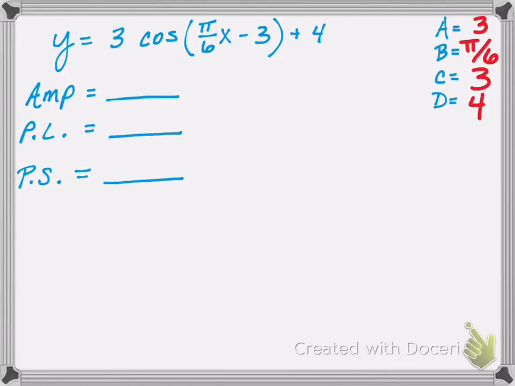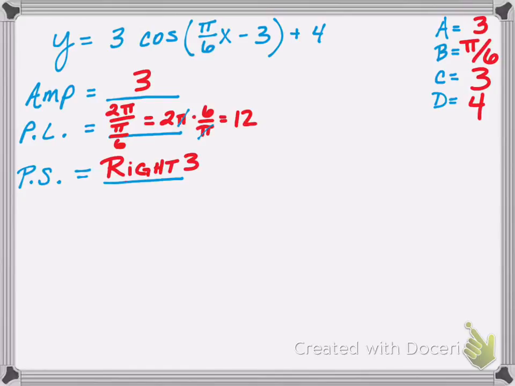This then tells you your amplitude, your period, and your phase shift. Your amplitude is 3. Your period length is 2 pi divided by pi over 6. And whenever you divide by a fraction, you actually multiply by its reciprocal. So it's 2 pi times 6 over pi. The pi's will cancel, which means 2 times 6 is equal to 12. So the period length here is 12. And then the phase shift is right 3 and up 4.